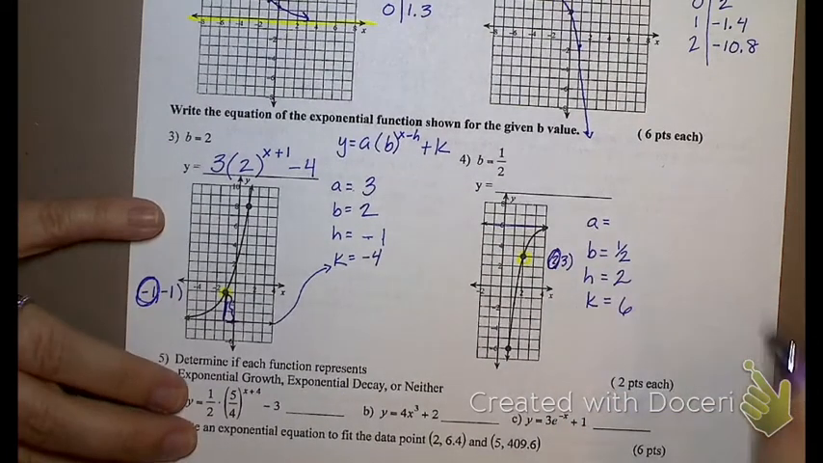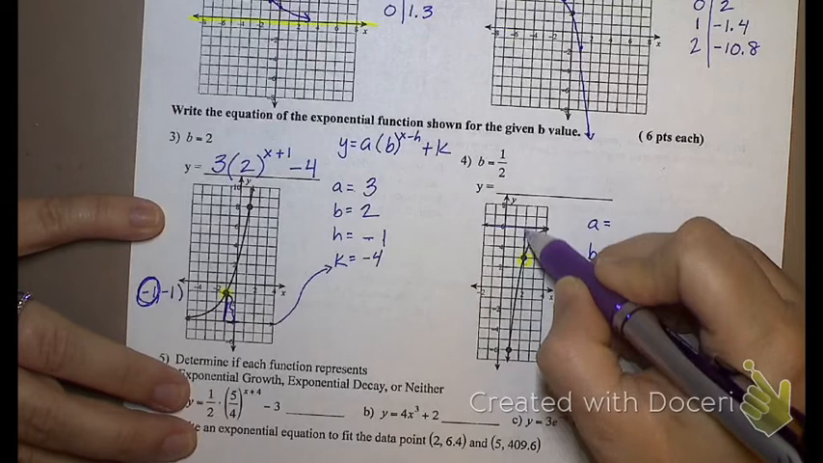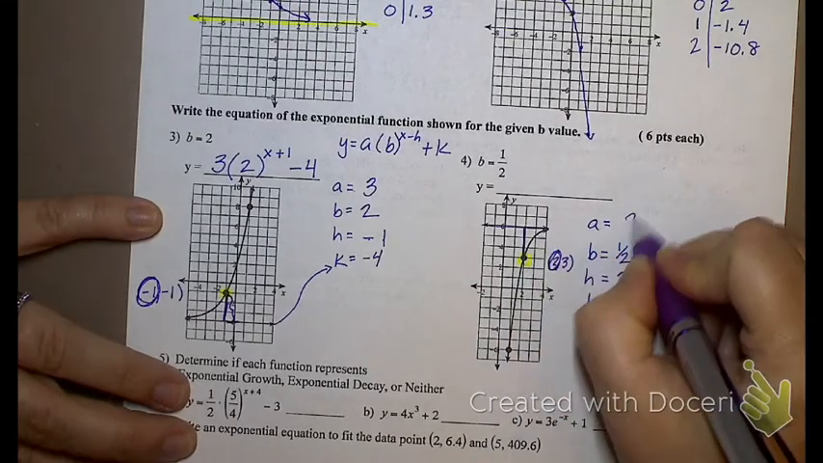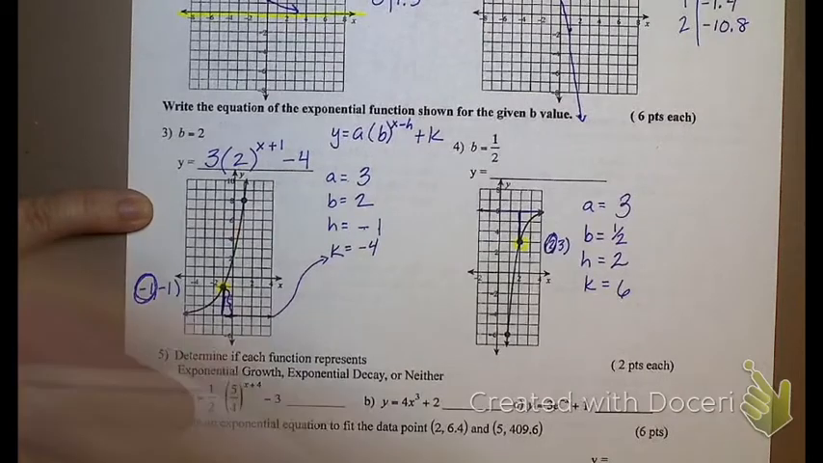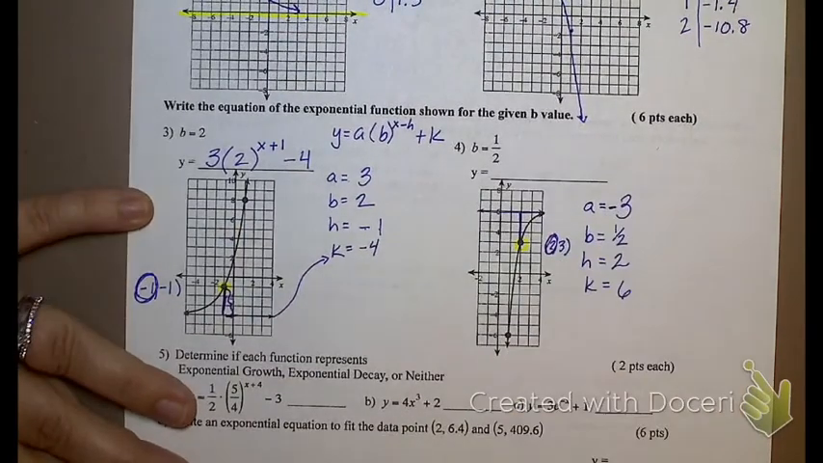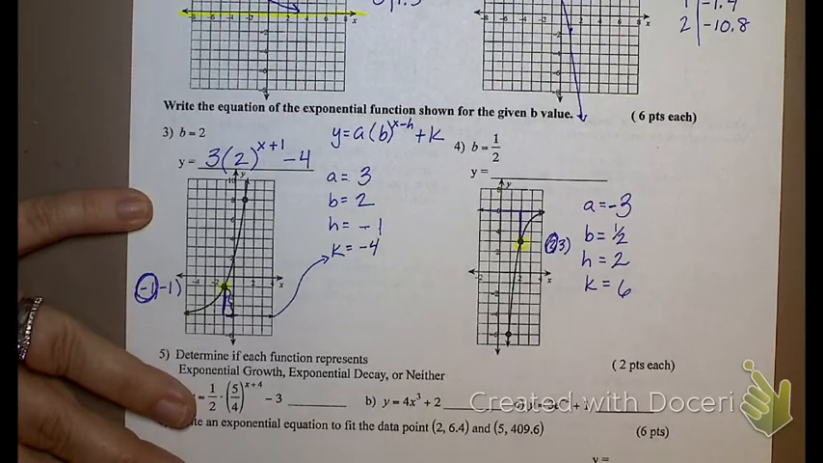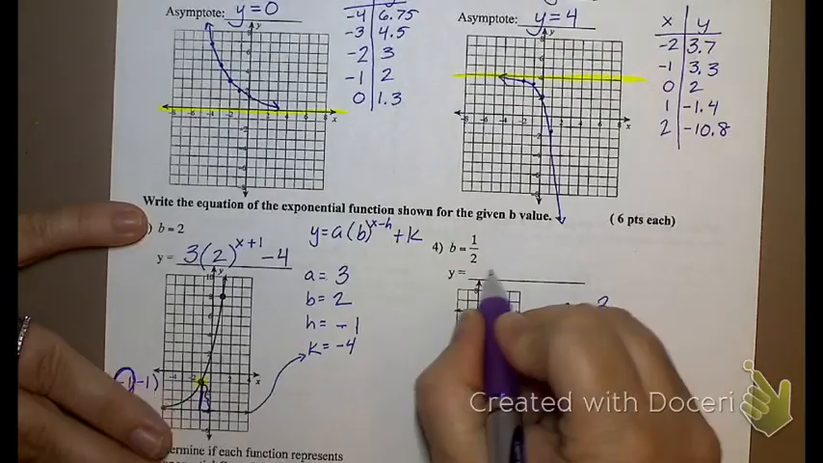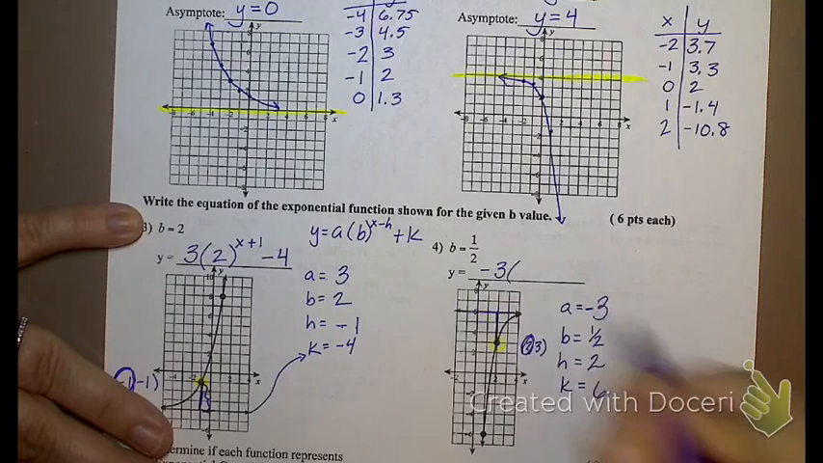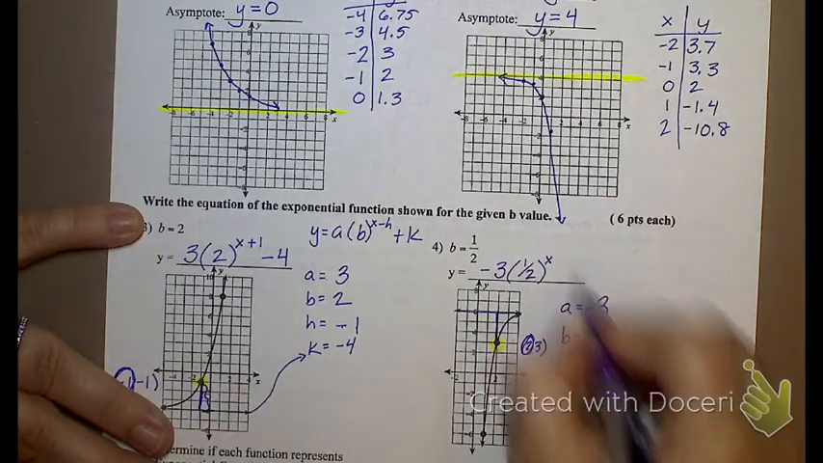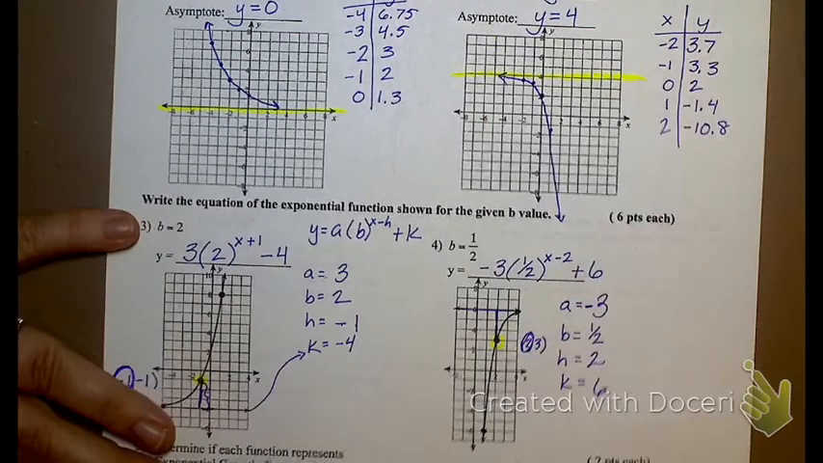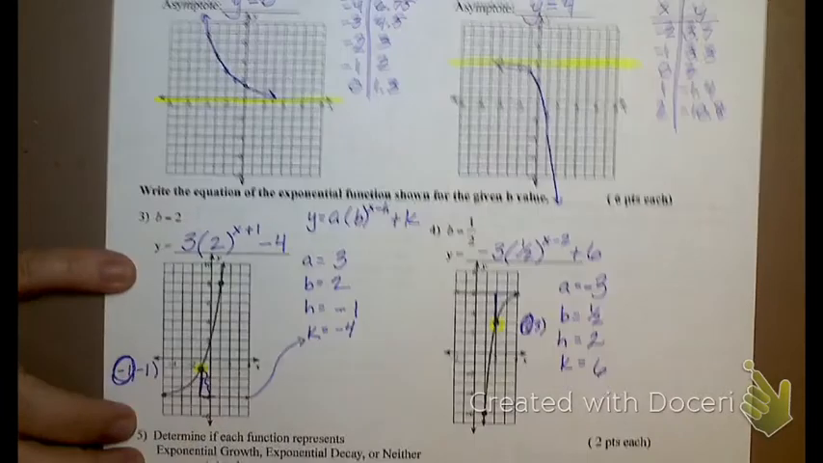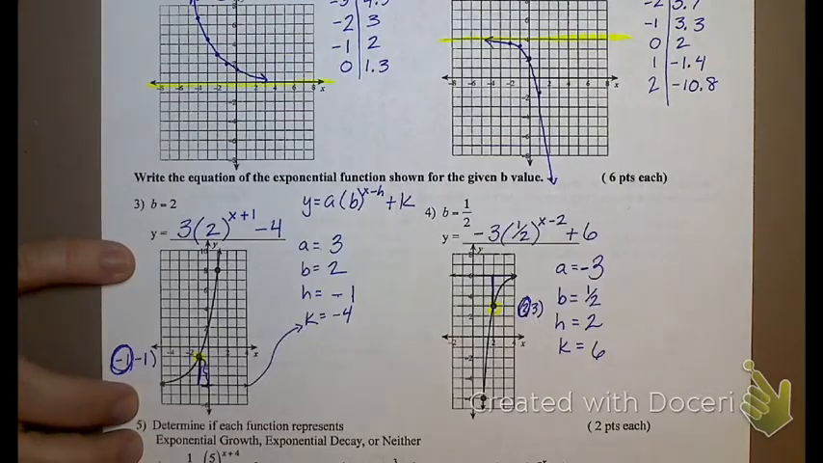So I put the 2 for what letter? H. And then I have to talk about how far this point is from the asymptote. It looks like it's 3. Now, is that 3 a positive 3 or a negative 3? Why is it negative? Because the graph is below the asymptote. A lot of people miss that negative sign there. So putting it all together, negative 3 times 1/2 to the x, what? Minus 2, plus 6.